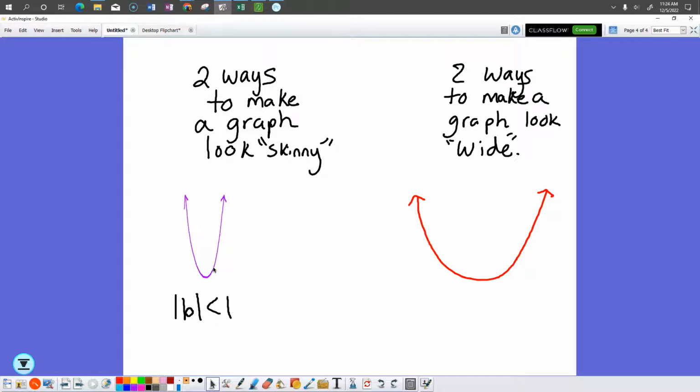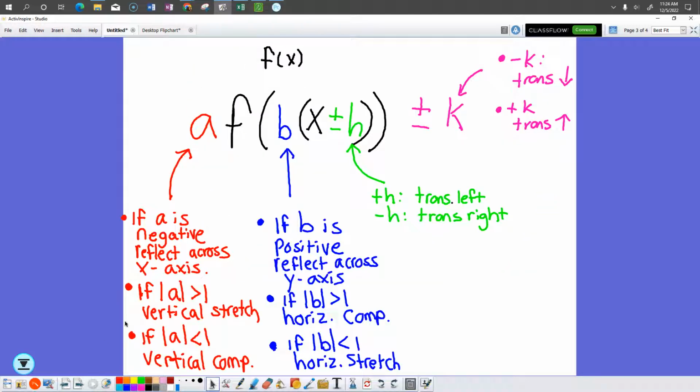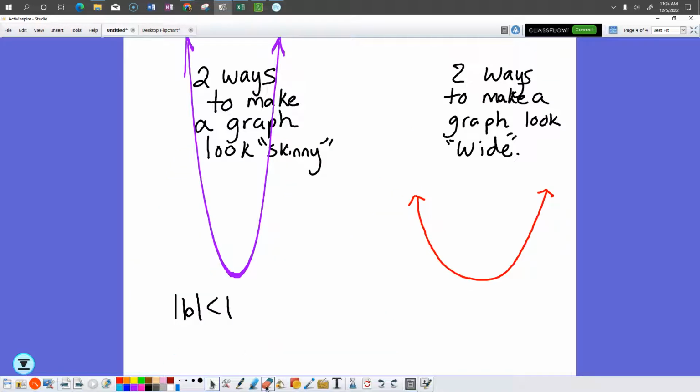Now let me put this back the way that it was. Another way that you can make it look skinnier is you could stretch it vertically. That looks skinnier. It's bigger, but it's still skinny. So we can also stretch it vertically to make it look skinny. And if we go back to the last slide, a vertical stretch is when a is greater than 1. I had this one backwards, actually. This was supposed to be greater than 1, my bad.